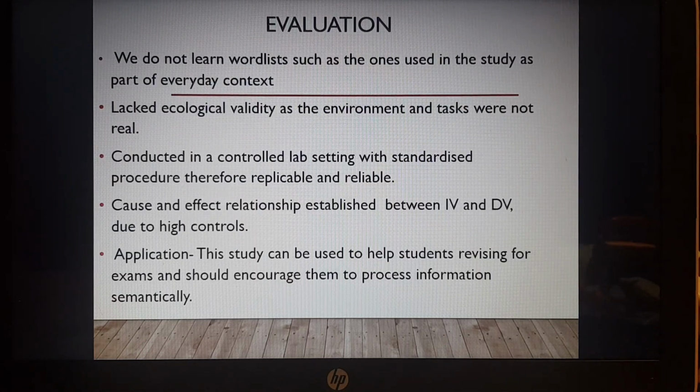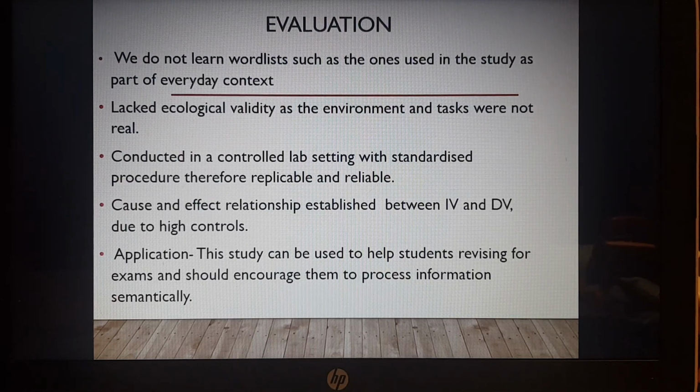So there's a list of evaluations here. Like I said, there are loads of evaluations, and we're just going to go through a few, okay? So firstly, we do not learn word lists such as the ones used in the study as part of everyday context, okay? A lot of the studies in the cognitive approach do use lab experiments, and they can be deemed, you could say, artificial tasks, and they do lack something called mundane realism. So the task itself isn't really representative of something that you would do in everyday life. So that's a weakness.